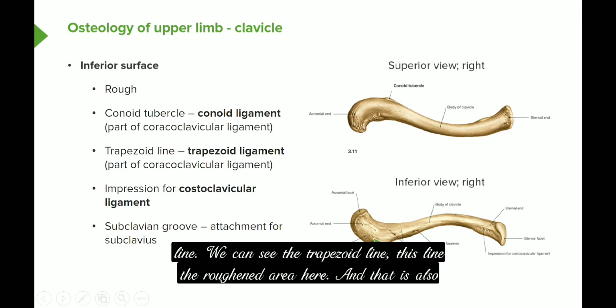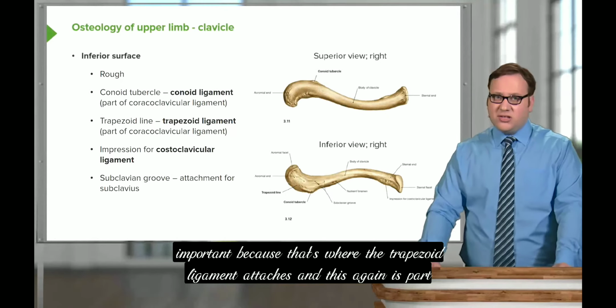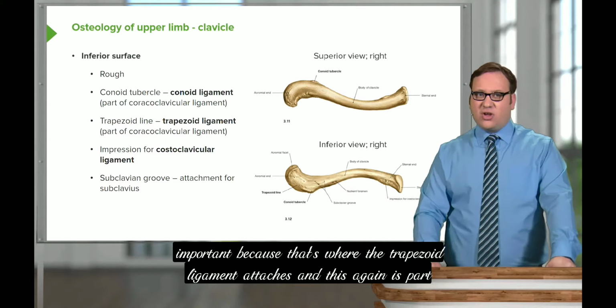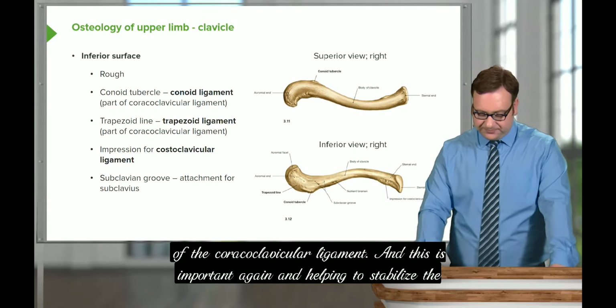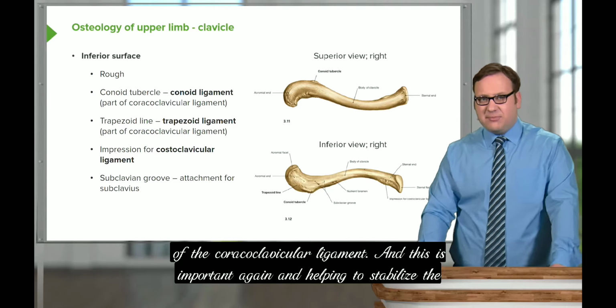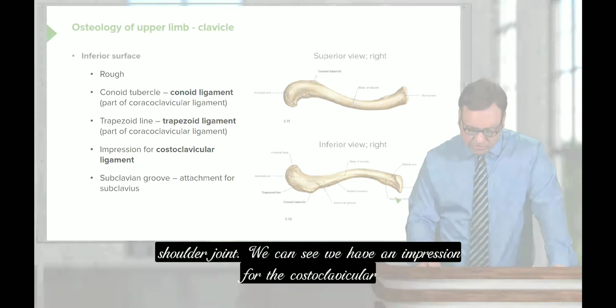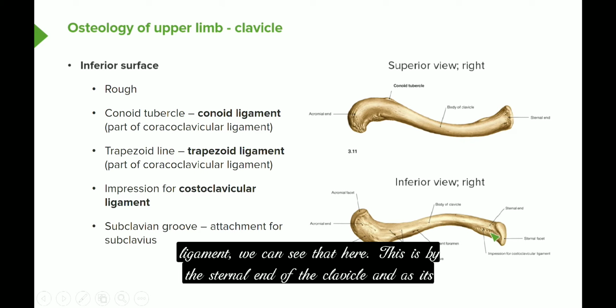We can see the trapezoid line, this slight roughened area here. And that's also important because that's where the trapezoid ligament attaches. And this again is part of the coracoclavicular ligament. And this is important again in helping to stabilize the shoulder joint. We can see we have an impression for the costoclavicular ligament. We can see that here.